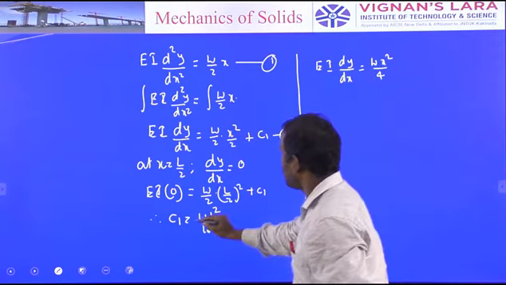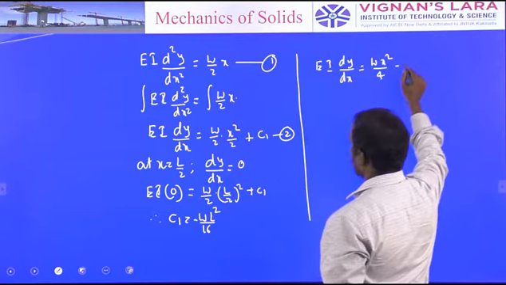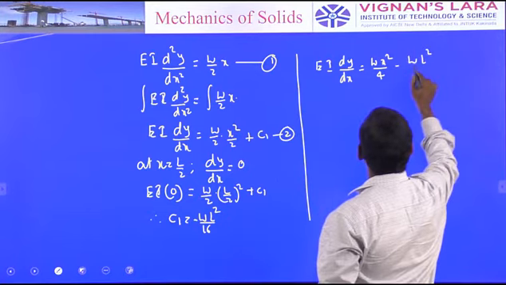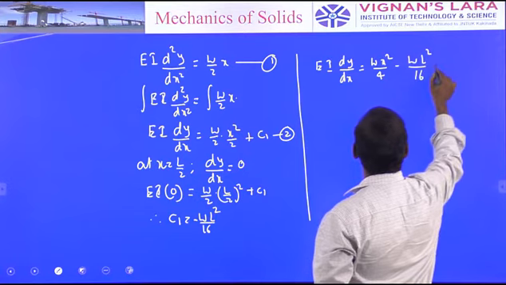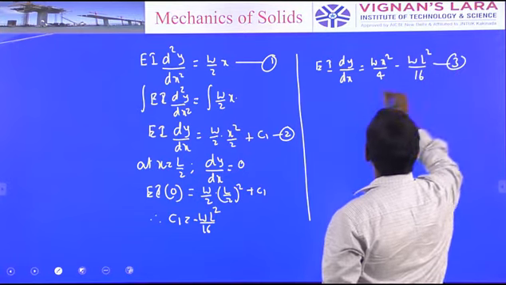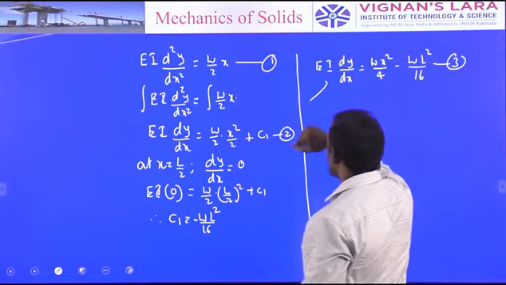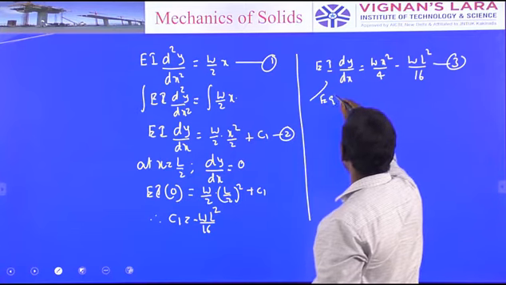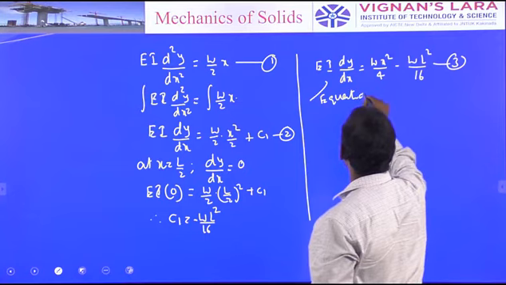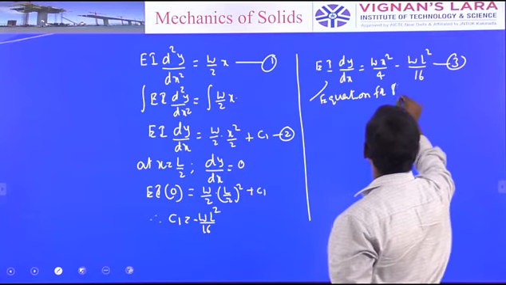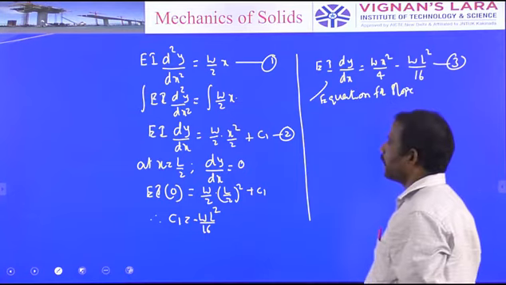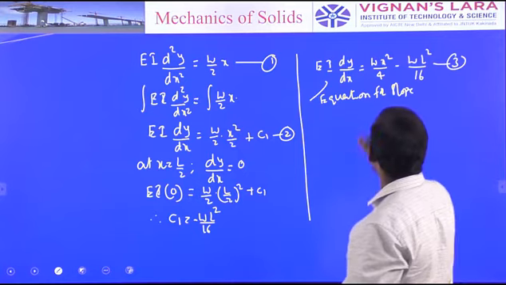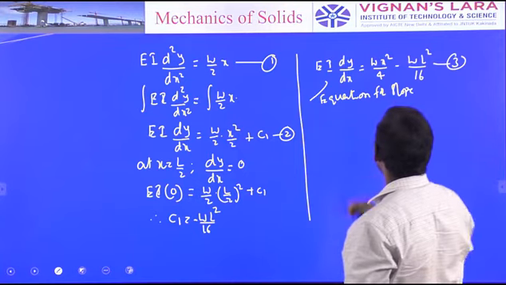So it is the negative value, minus wL square by 16. Say equation number 3. This is the equation for determining the slope. So it means I can find out the slope at any point.